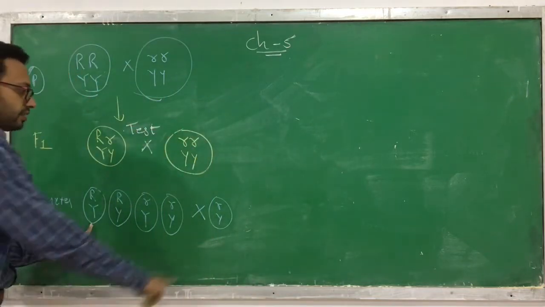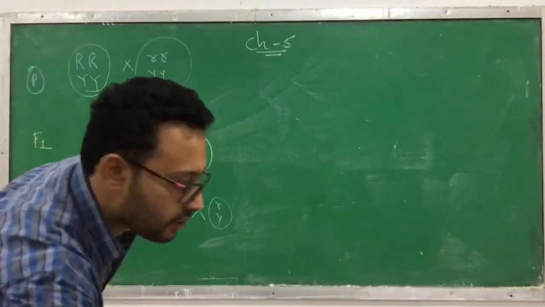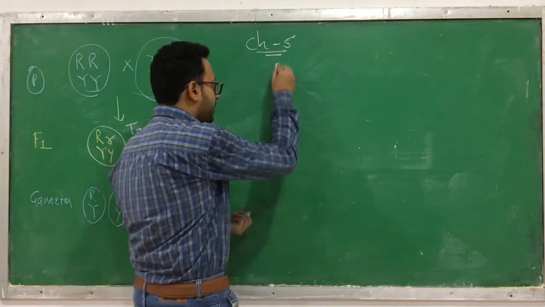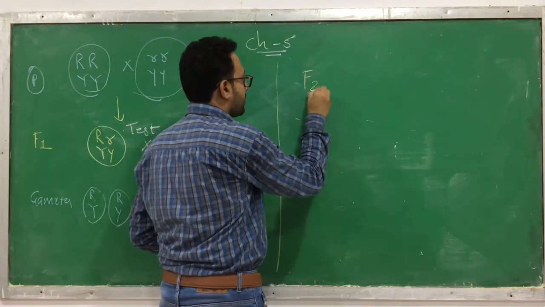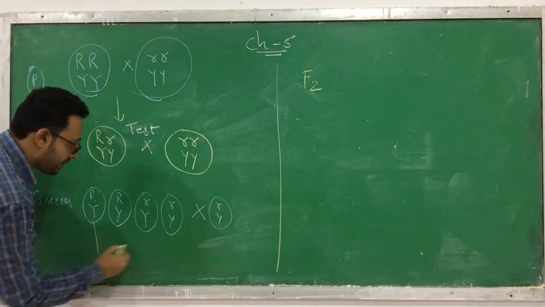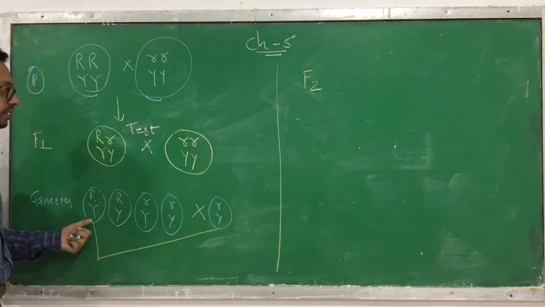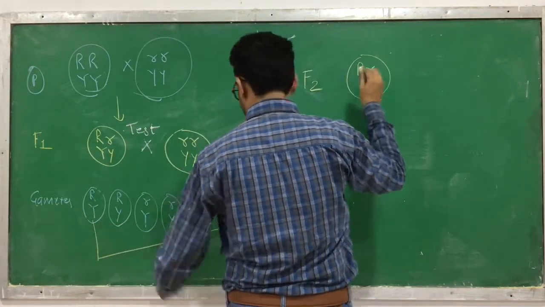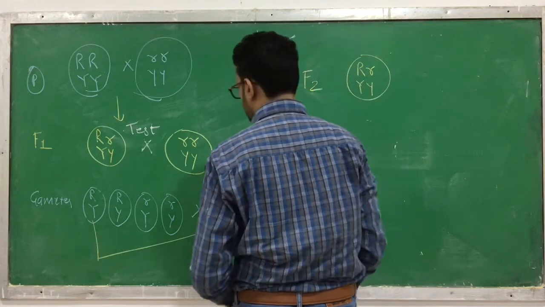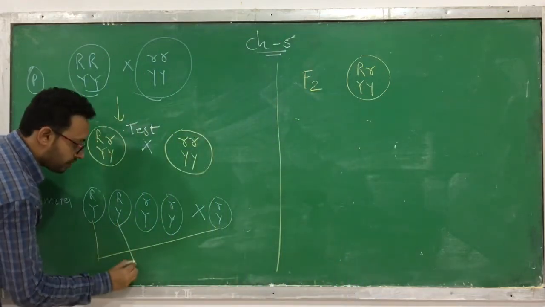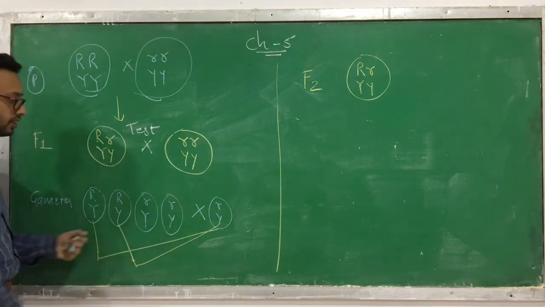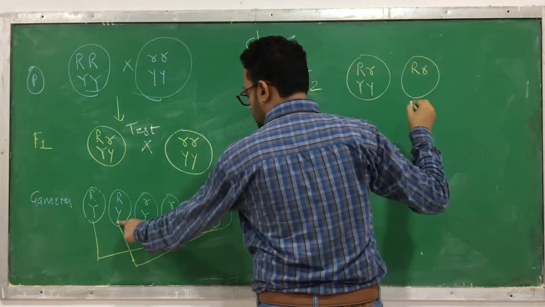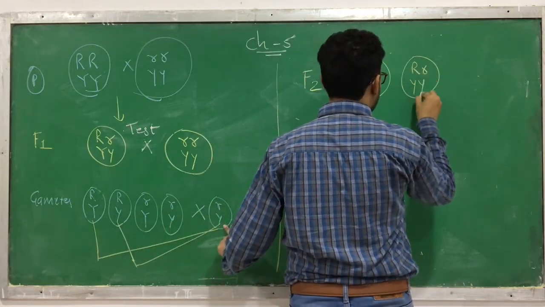Now we have to cross with it. Clear? So the first possibility, capital R, capital Y, small r, small y. I am writing over here. So what we obtain in the second generation? There is a crossing between these two. Here I am writing its result. So what is its result? Capital R, small r, capital Y, small y. Clear? This is one. Now we are crossing this to this. So now we are putting capital R, small y, small y.